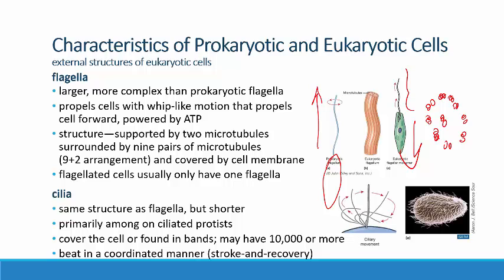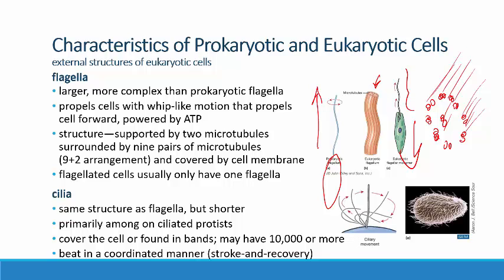And you can kind of make them out here. So we're looking at a cross section. The microtubules would be going on in this direction. And as these microtubules slide past each other, the flagellum whips back and forth. And in general, among eukaryotes, if there is a flagellum on it, then there's only one.